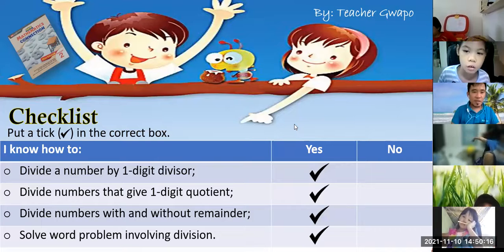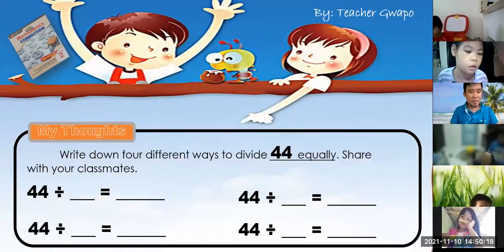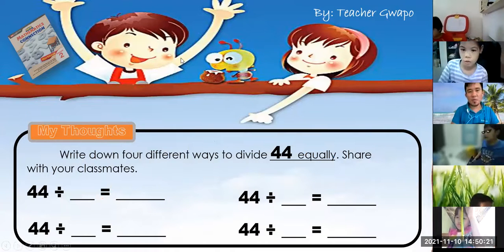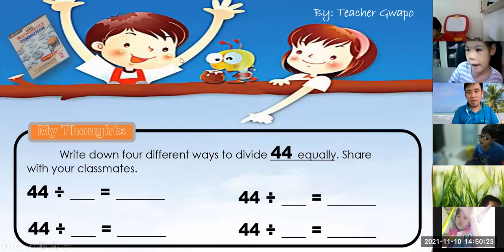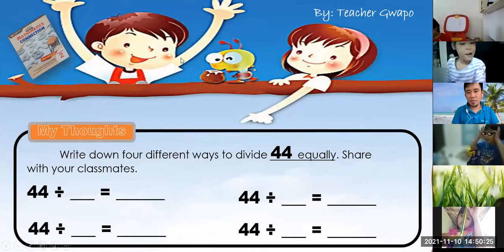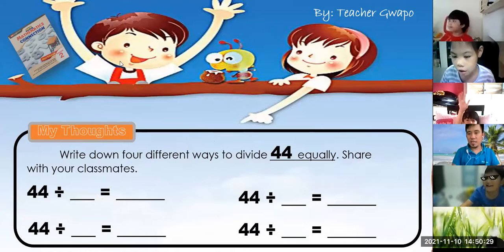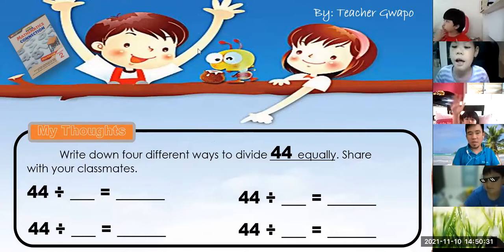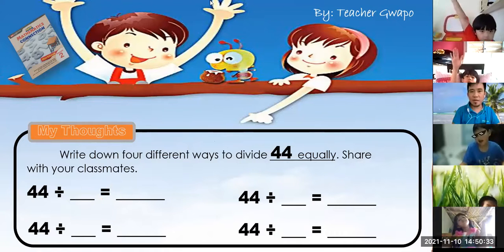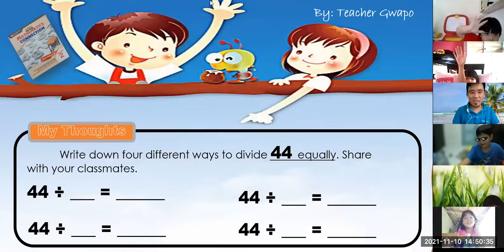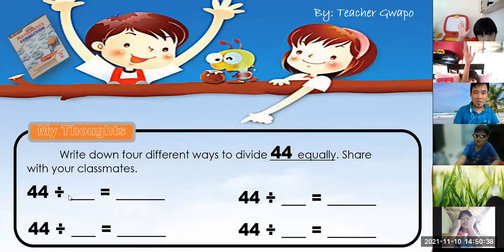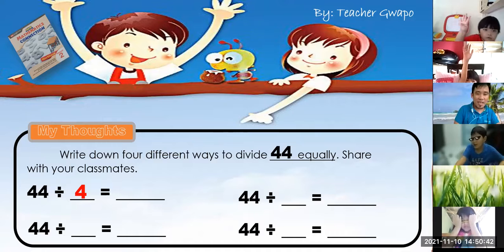And now, let us proceed here. My thoughts: write down 4 different ways to divide 44 equally, and then we will share with your friends. Now, tell us your answers. In here, Teacher Gwapo already gave you the answers, right? So 44 divided by 4 is 11.